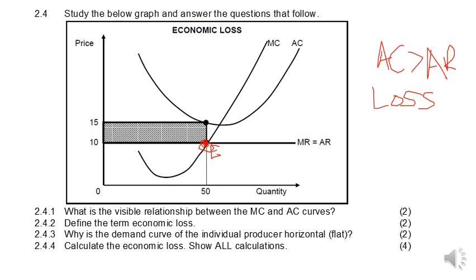Right, so let's go to the questions. What is the visible relationship between the MC and the AC curves? The visible relationship is that MC cuts the AC curve at the lowest point of the AC curve. Sorry, so this MC, the smile curve, goes through the average cost curve at the lowest part of the smile. So when you draw it, make sure you draw it that way.